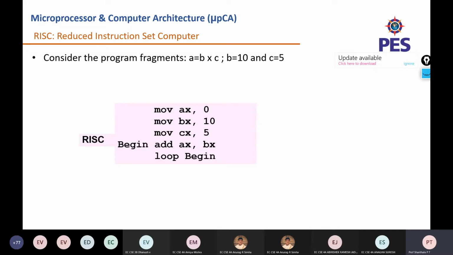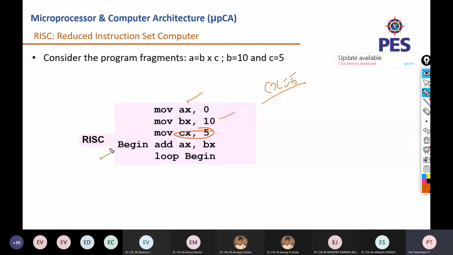Here, CX, comma, 5 is used as a counter because we are not using CX directly anywhere. First we assign the value AX to 0, BX to 10. Then move CX comma 5. Assume CX is built into the architecture, maybe in the 8085 or 8086 processors.